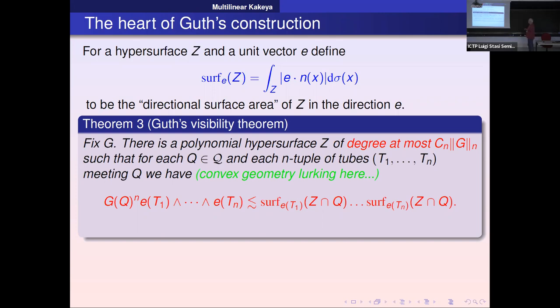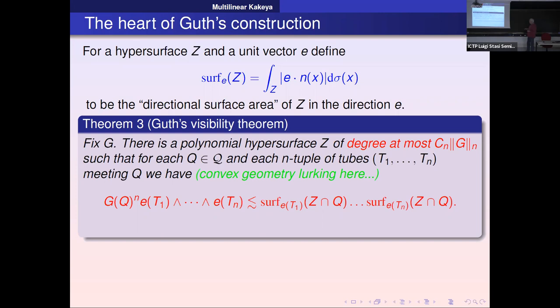The main step in Gutt's argument was, if you fix a function capital G, then there's a polynomial hypersurface of controlled degree, controlled by the L^n norm of G, such that for every unit cube Q, and each n-tuple of tubes meeting Q, we have this inequality: G of Q to the n times this wedge product is less than or equal to the product of these surface areas. So this is exactly the sort of thing we're looking for.